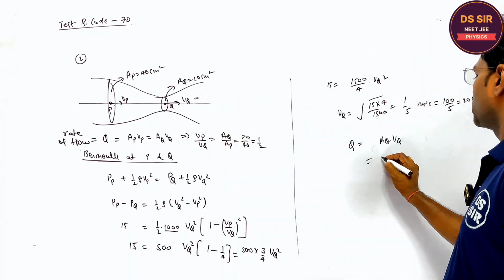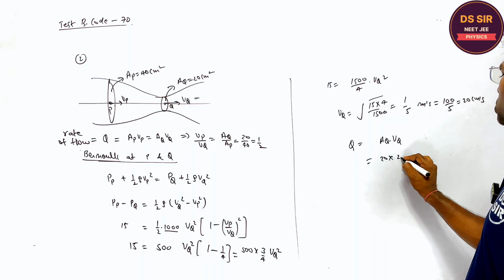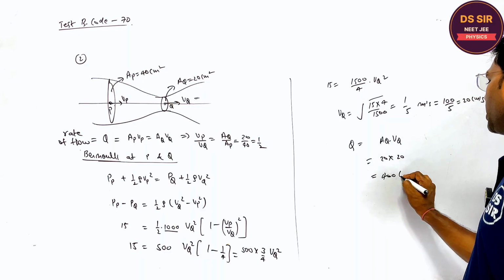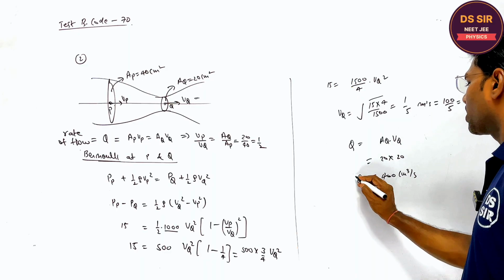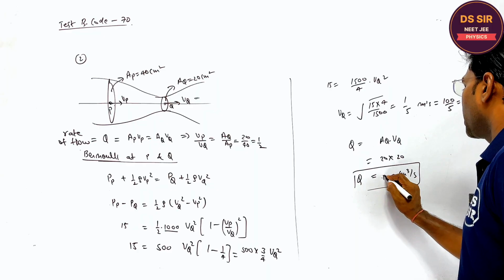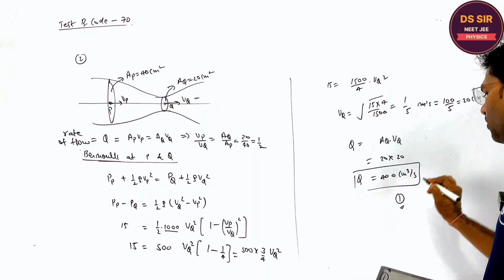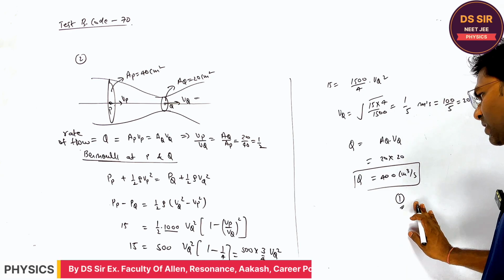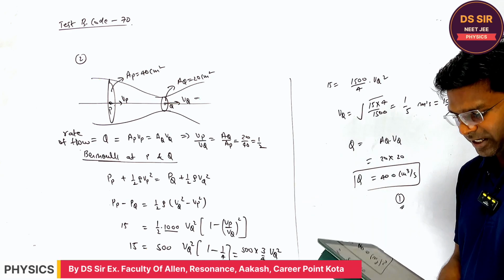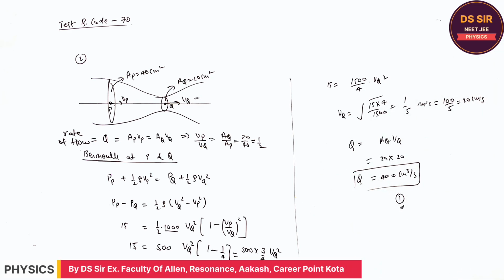What is the area? Say 20. And what is the Vq? Say 20. So it is 400 centimeter cube per second, the rate of flow of the liquid. 400 centimeter cube. So which option is the correct option? First is the correct answer. Comment if you have done this correctly.